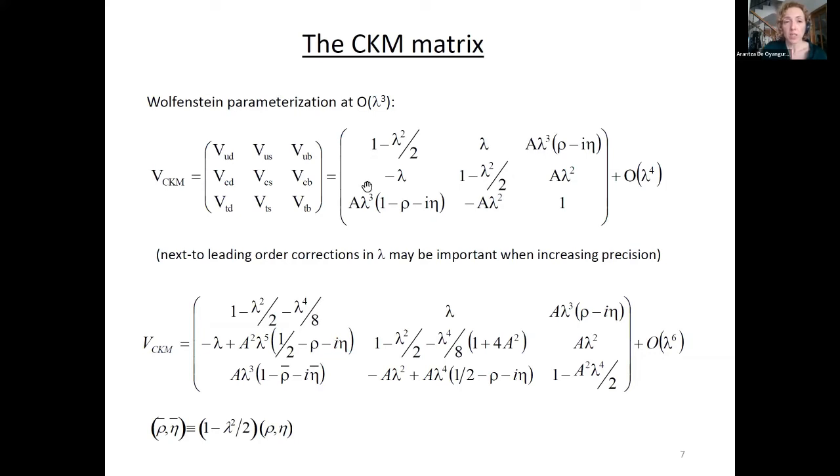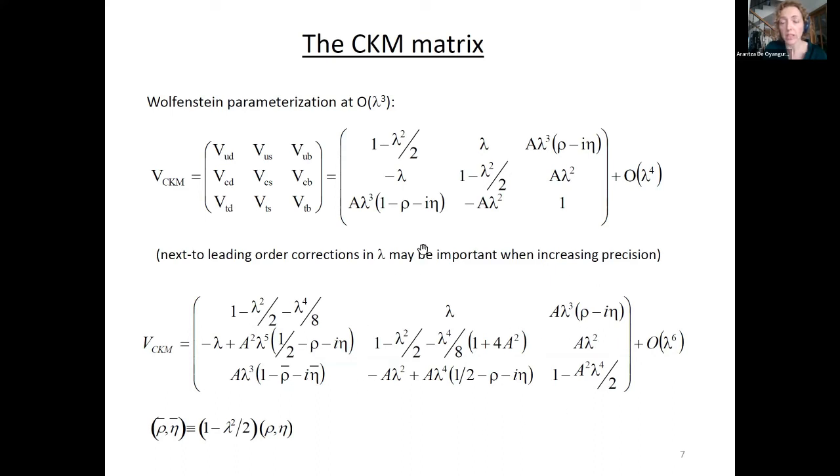Using this parametrization, called the Wolfenstein parametrization, in terms of these four parameters, all of the CKM matrix elements can be expressed like that, up to lambda to the fourth. Here you see that lambda corresponds to the V_us elements, the Cabibbo angle, and then you have the phase here, and here it is almost one, so it is the diagonal. This is order lambda fourth. If you consider next-to-leading order corrections in lambda, because it is a perturbative approach, then if you are increasing the precision with which you determine these parameters, this maybe can be important.